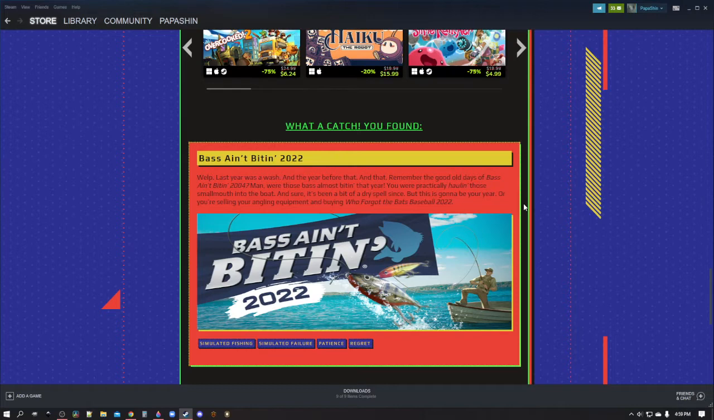Scroll down. Let's see, if I remember, I think it was under casual. And then scroll all the way down to either cycling or tennis games. They're usually in a very small section. If it's not under cycling, it's under tennis. You're looking for a game called Bass Ain't Biting 2022. I think it was under tennis, but it might be under cycling. Found it. Bass Ain't Biting 2022. I don't know why it's under the cycling or tennis.